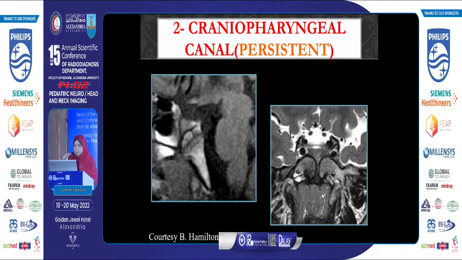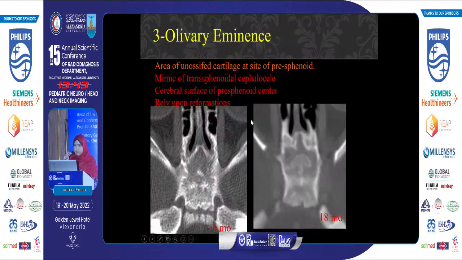This is an abnormal, persistent craniopharyngeal canal, with clefting here, and there is a descent of the pituitary gland, and this coronal image shows clefting, and this is abnormal development, and this is usually linked to abnormal pituitary gland development, like ectopia of the pituitary.